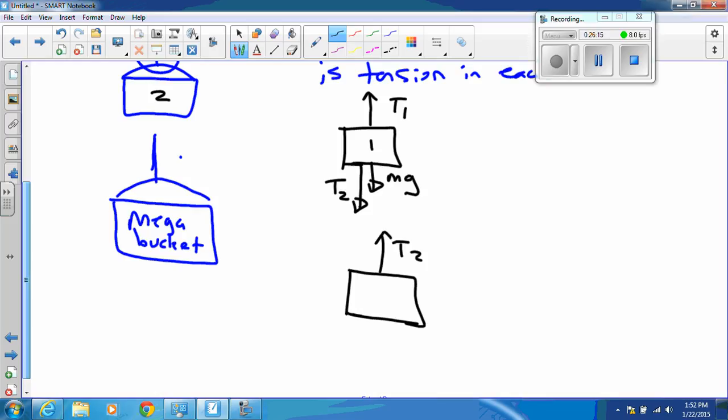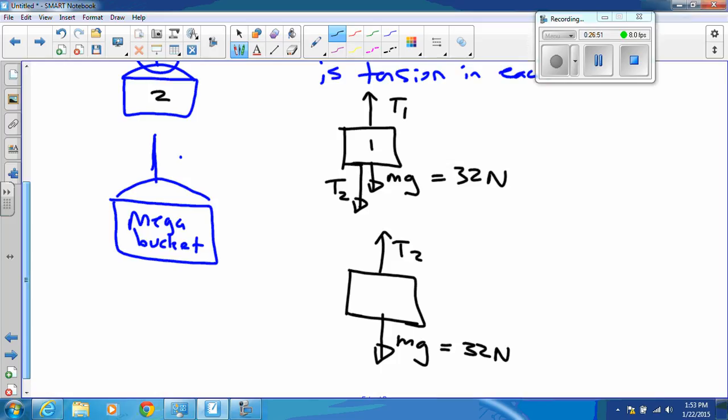Good. And mg pulling down. Are the two buckets of the same mass? Yes. Are we told that mass? Oh, 3.2 kilograms. That's a lot of bucket. So mg is equal to what value then? 32 newtons. And mg here is the same. Okay? Excellent. All right, now let's talk part A.